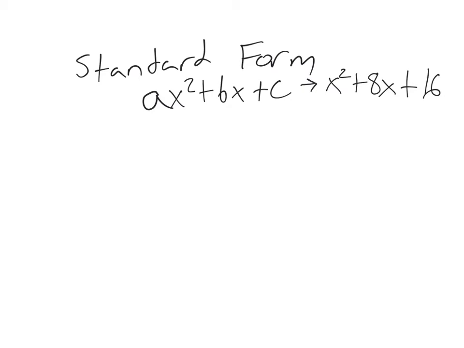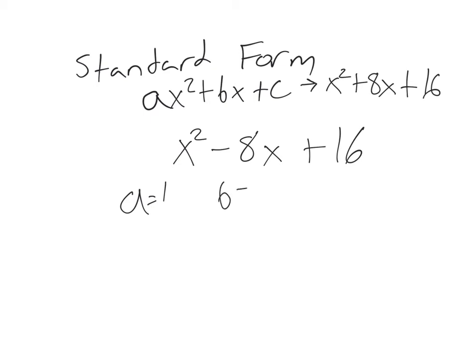Okay, another example would be x squared minus 8x plus 16. And so in this case, a is 1, b is negative 8, and then my c is 16. Okay, so the minus sign tells me that's negative 8.